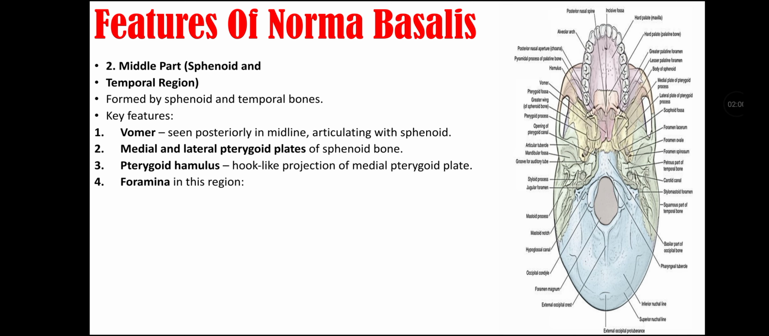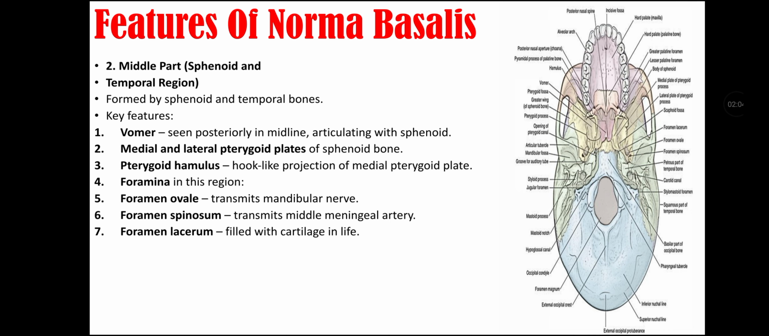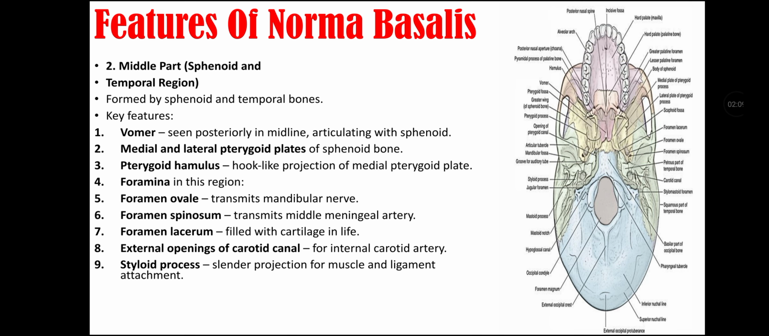Fourth feature is foramina in this region that include foramen ovale, foramen spinosum, foramen lacerum, external opening of carotid canals. Foramen ovale transmits mandibular nerve, foramen spinosum transmits middle meningeal artery, foramen lacerum is mostly filled with cartilage in life, so it does not transmit anything most of the time except for emissary vein in cases. And then there is external opening of carotid canal that transmits internal carotid artery.